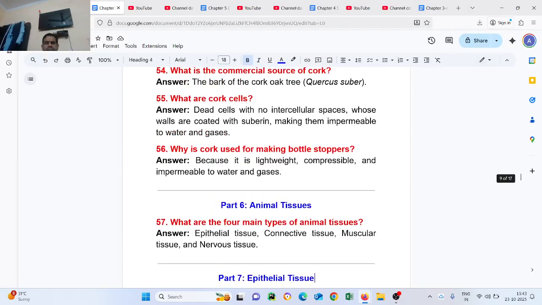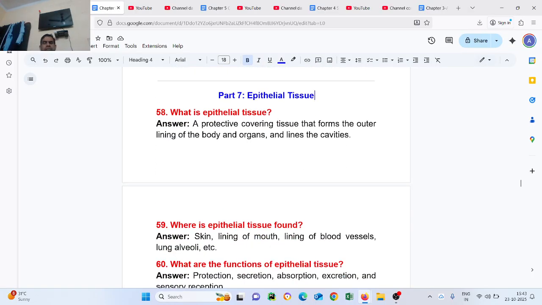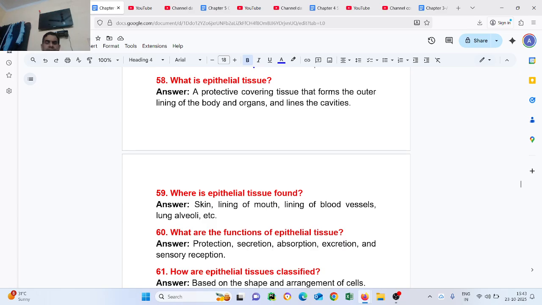Now question number 59. Where is the epithelial tissue found? Answer: the skin, lining of mouth, lining of blood vessels, lungs, alveoli.